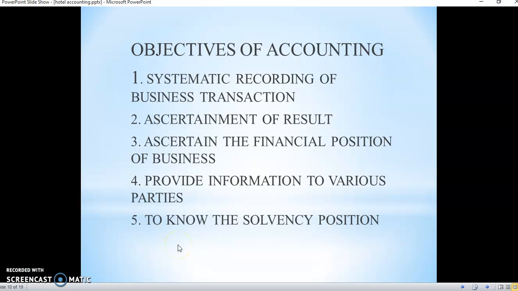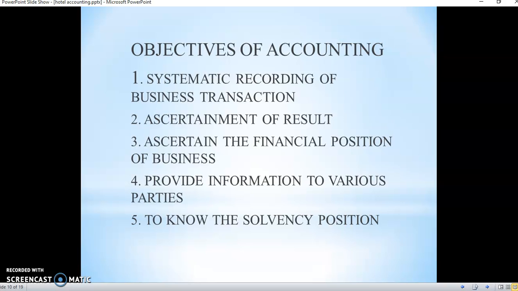So next one, provide informations to various parties. This is another very important objective. There are a number of users who may be interested in knowing the informations about the financial soundness and the profitability of the enterprise. Accounting aims to meet the information needs of the decision makers. When you prepare accounts and keep records, it also helps the third parties to take rational decisions in relation to your business.